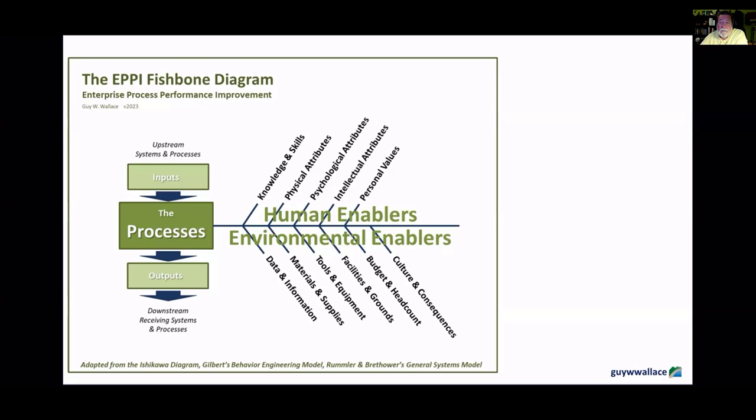But also what's really important are the environmental enablers: data and information, materials and supplies, tools and equipment, facilities and grounds, budget and headcount, and then culture and consequence.